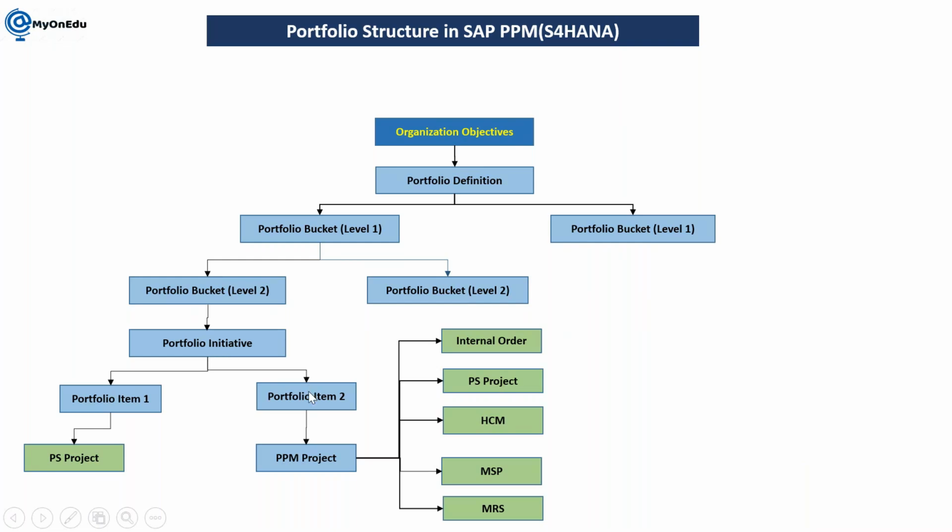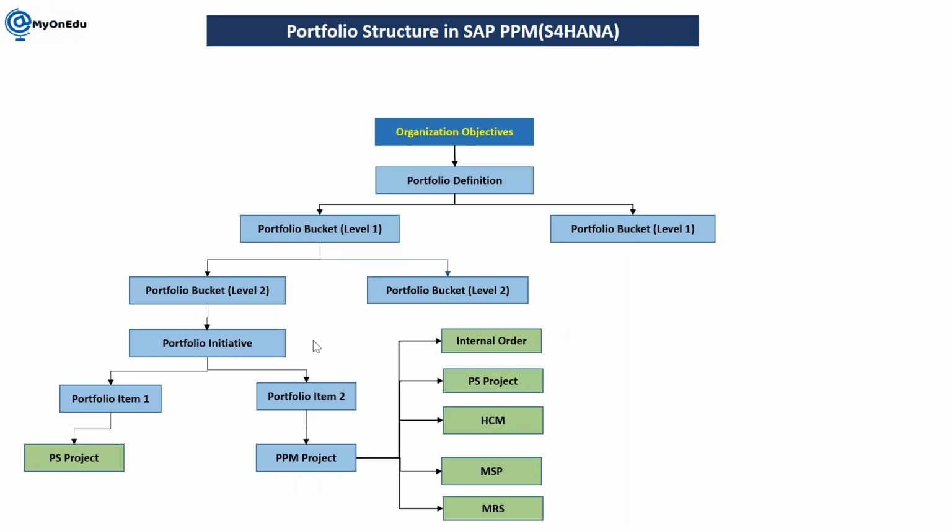Once it is approved, it is converted to project, and then this project portfolio item needs to be converted into a PPM project. So concept wise, your portfolio item and project are parallel. PPM project is parallel to it. You can't say that the PPM project comes under the portfolio item. No, it's a parallel object. Okay, it is on the same level.